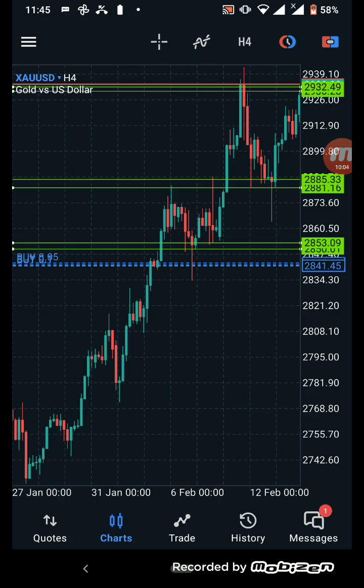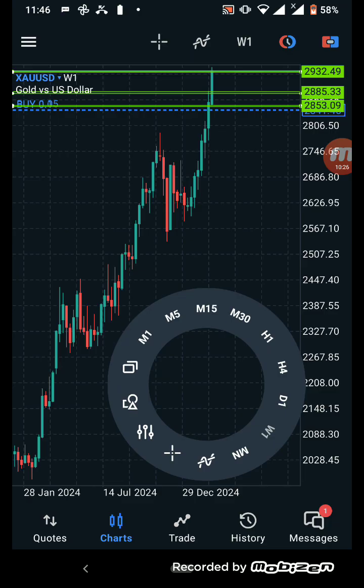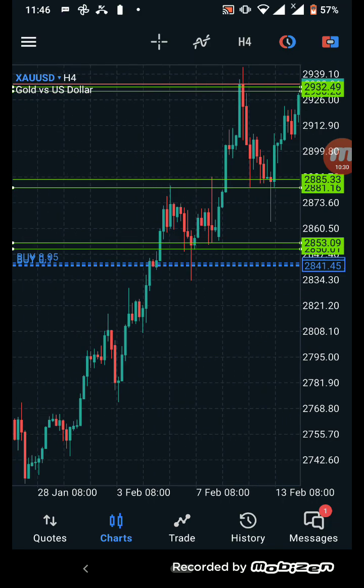Now, how did I enter this trade? The first thing I did, I drew the support and resistance zones. That was the first step. Number one, like I said, you notice the market was in an uptrend. It means buyers dominated the market. When the buyers dominate the market, the graph moves upwards. When sellers dominate the market, the graph moves downwards. Now, I noticed the buyers dominated the market, and then I drew support and resistance zones.